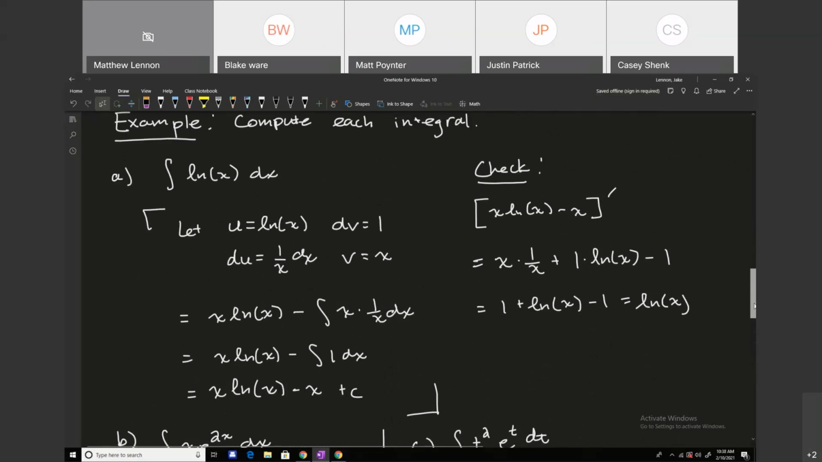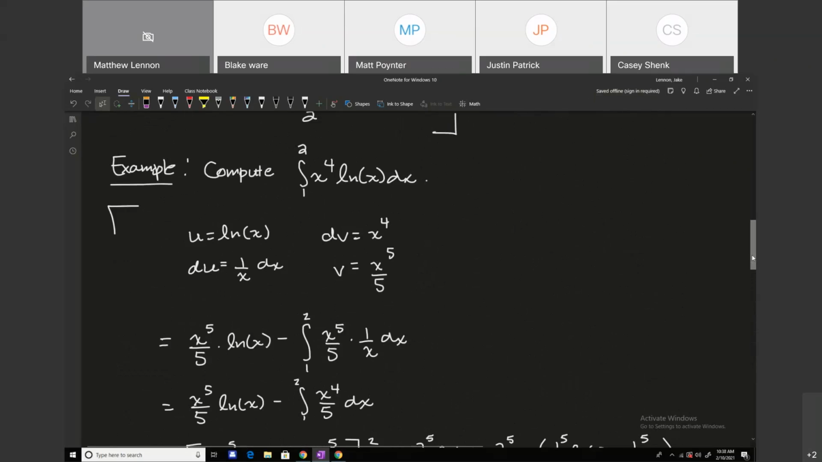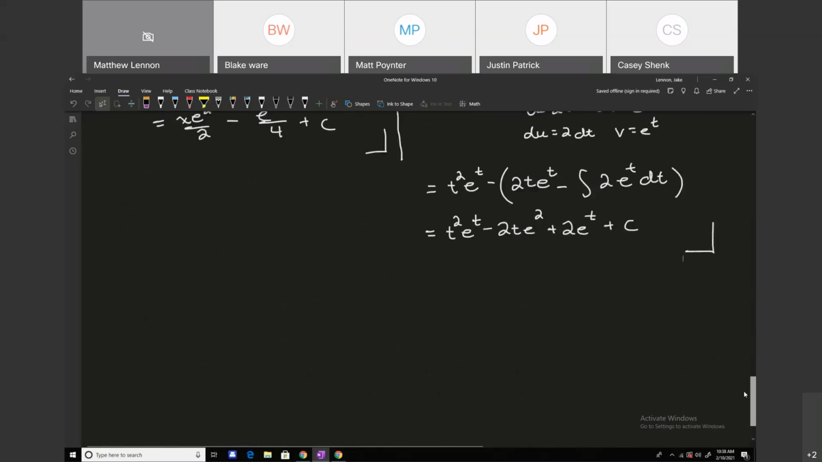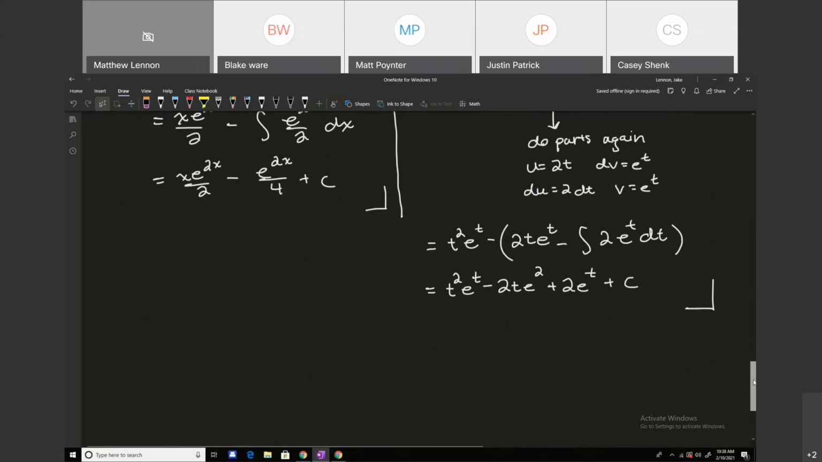So like I said, a was just the regular natural log. This one, yeah, so the one before was a polynomial times a logarithm. Again, that's two different kinds of functions multiplied together. So one of the reasons you have to use integration by parts. Okay, so that was C, right? So let's do part D.